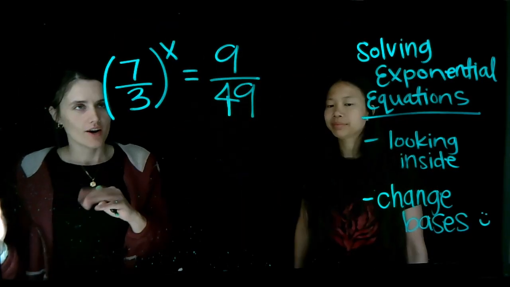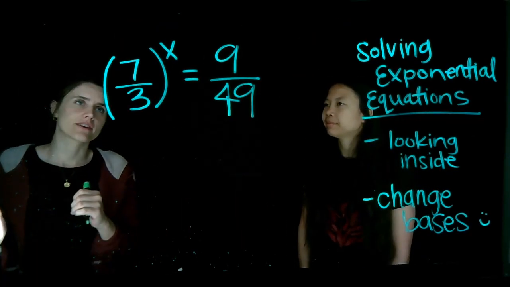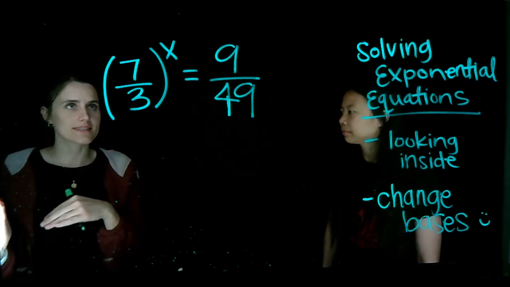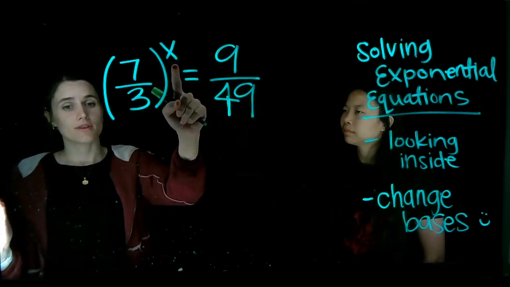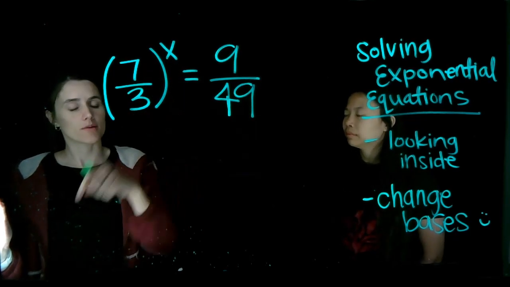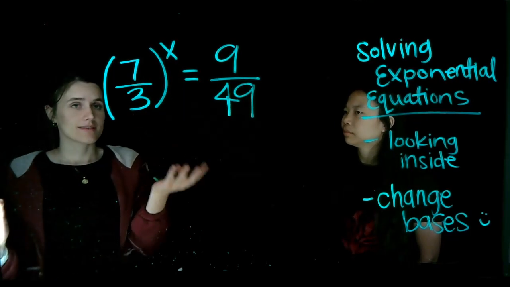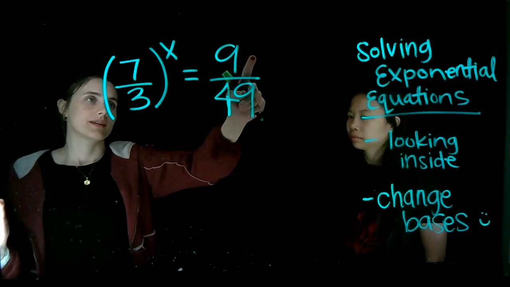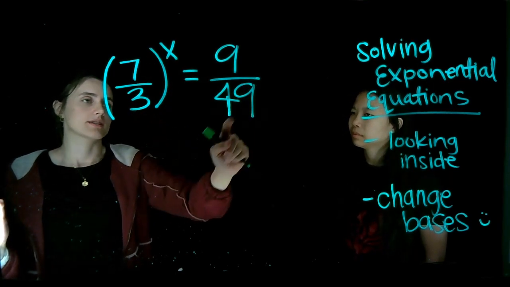All right, so now we have this equation, (7/3) to the power of x equals 9/49. If we remember from the last example, when we have a fraction raised to an exponent, this exponent is applied to both the 7 and the 3, the top and the bottom of my fraction. So I can think about it the same way we thought about it on the last one. 7 to what power is going to give me 9? 3 to what power is going to give me 49?